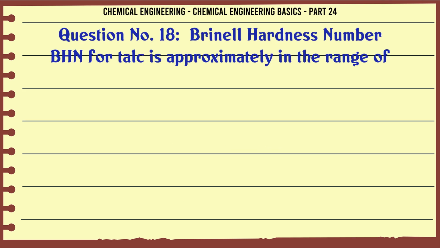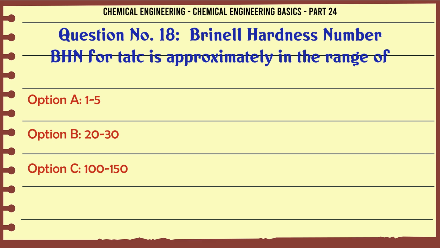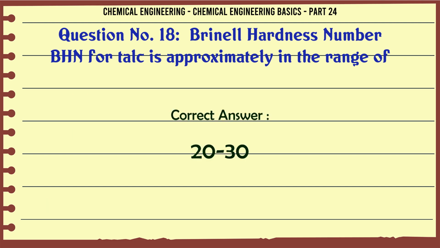Brinell hardness number, BHN, for talc is approximately in the range of: A. 15. B. 20-30. C. 100-150. D. 200-250. The correct answer is 20-30.